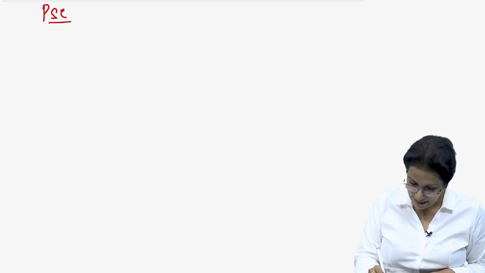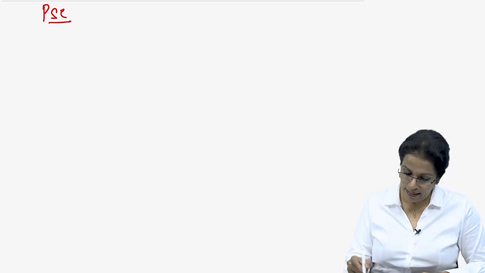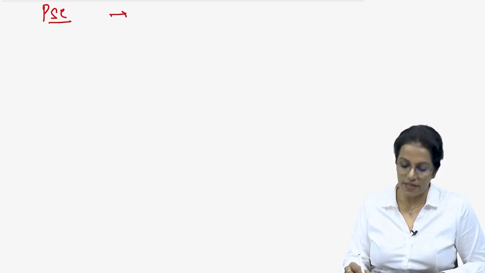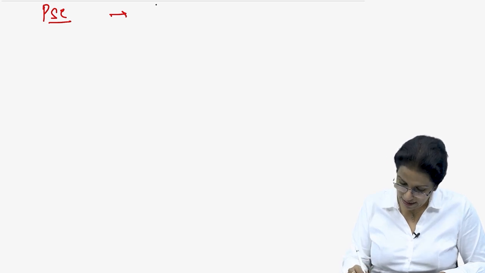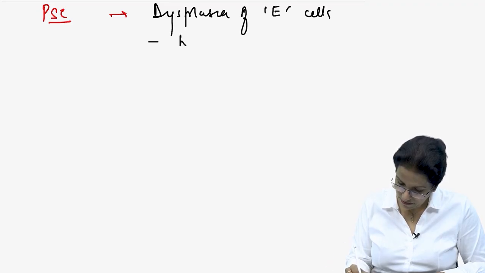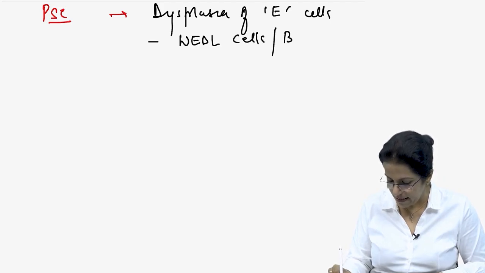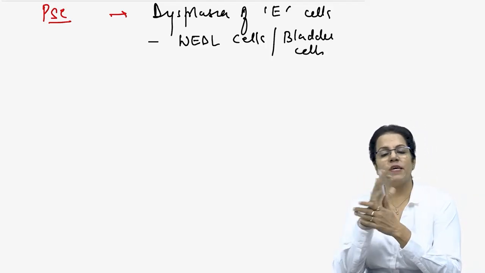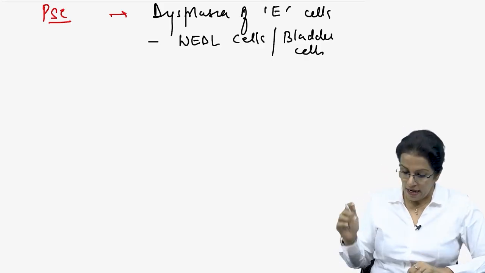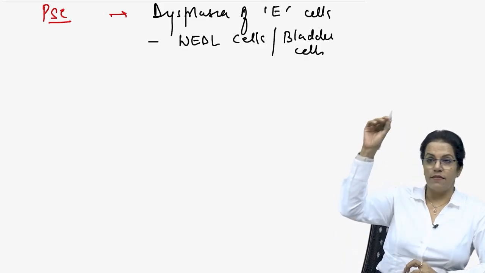When you talk about posterior subcapsular, why is it very, very important? Let's learn a few important points here. Posterior subcapsular is actually due to dysplasia of the E cells, and this dysplasia of E cells is what is called Wedl cells. We call it Wedl cells, or you can also call it bladder cells. Okay, and as you can see, this PSC is a central opacity. Another important thing, it is involving a diffuse area.